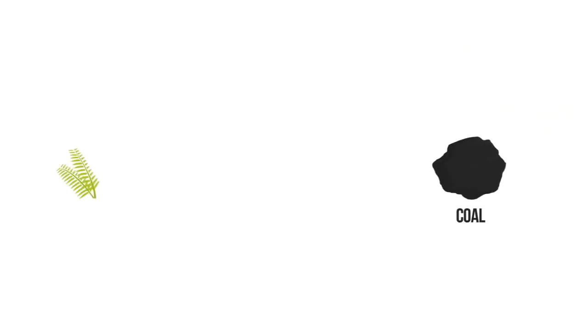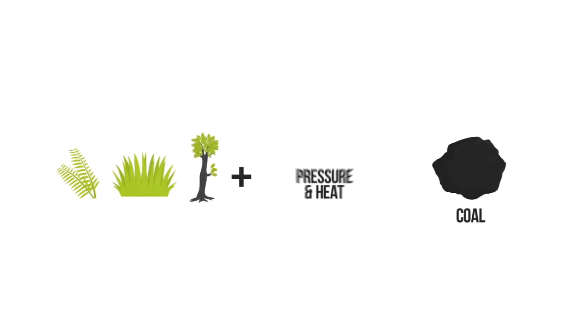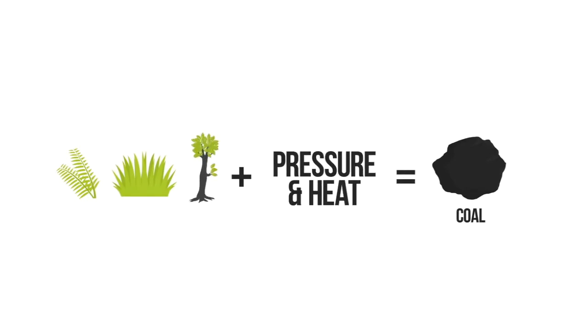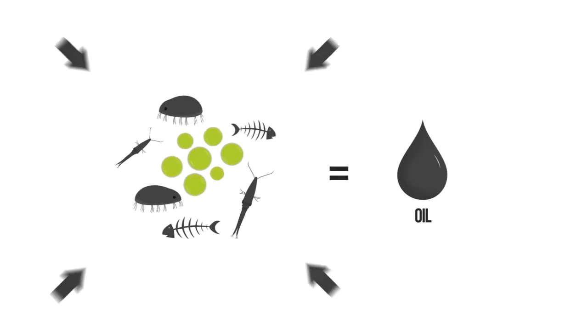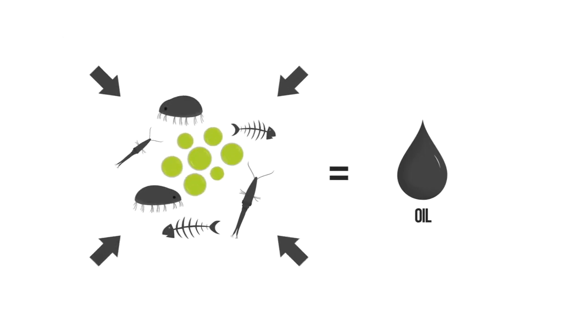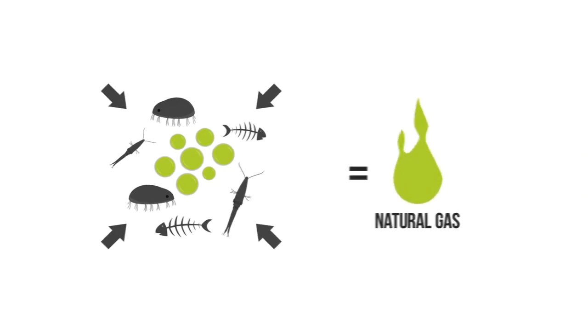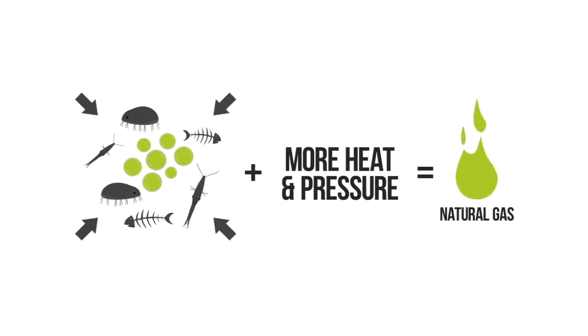Coal was formed from ferns, plants, and trees, which hardened due to pressure and heat. Oil was formed from small organisms like zooplankton and algae, where pressure caused the more complex organic matter to decompose. Natural gas was formed by the same process as oil, only it was exposed to more heat and pressure, causing it to further decompose and turn into a gaseous form.